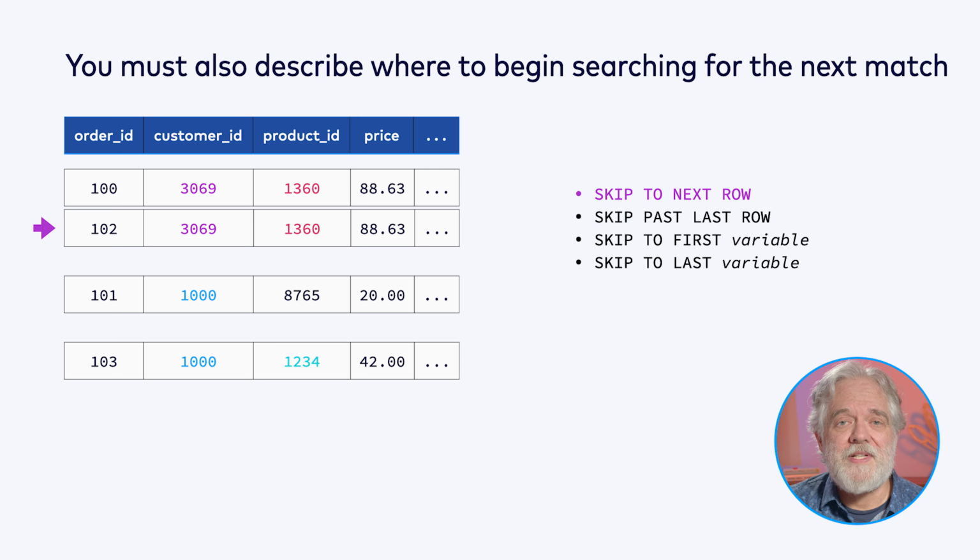You can make other choices for after match skip. For example, if I use skip past last row instead, Match Recognize will skip ahead and wait for a row to arrive after O2. Skip to first and skip to last allow for more fine-grained positioning within the matched pattern. In my experience, these options are only rarely useful.